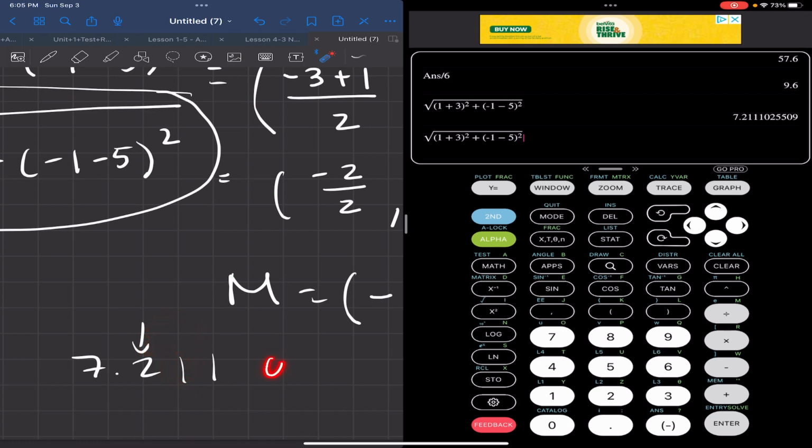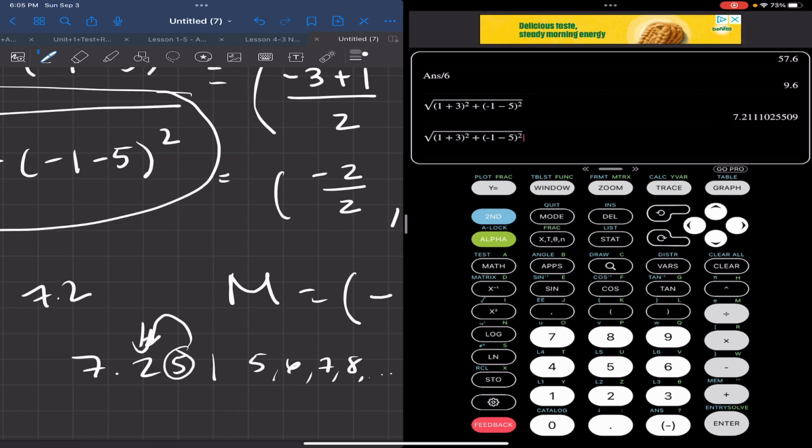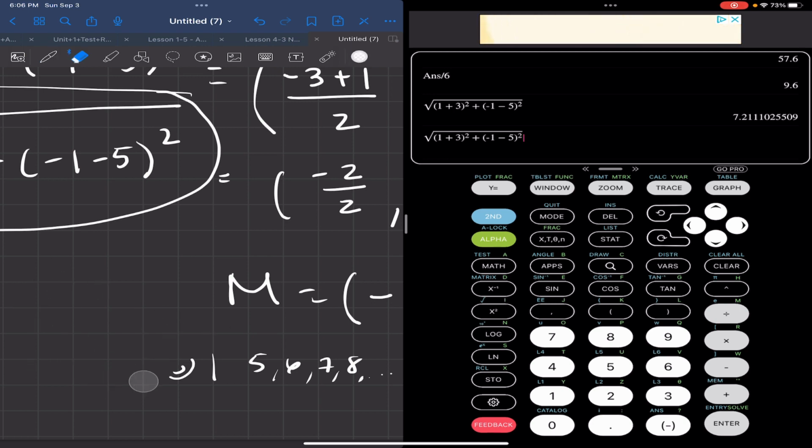Okay? So if it's 0, 1, 2, 3, 4, then this number doesn't change whatsoever, and the answer is just 7.2. But let's say if I change that 1 to a 5, well, if it's 5, 6, 7, 8, and so on, then this number does change, it's going to increase by 1, so the answer would be 7.3. Okay, just to let you know when it comes to rounding.